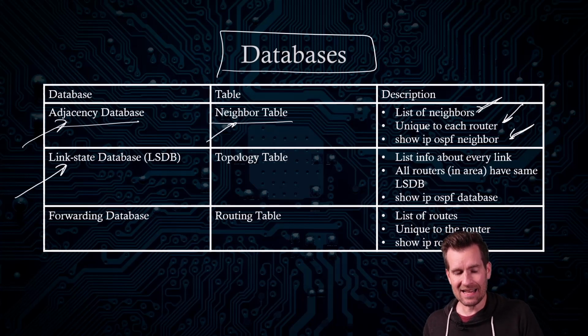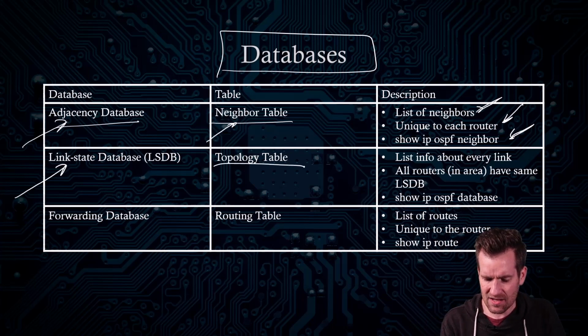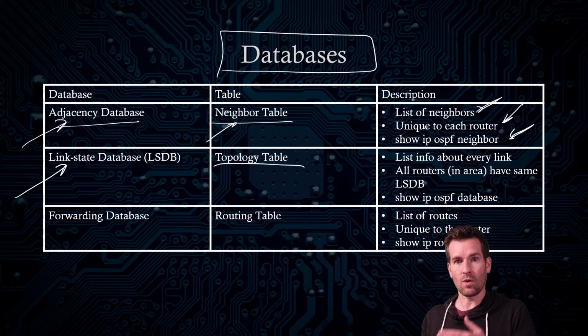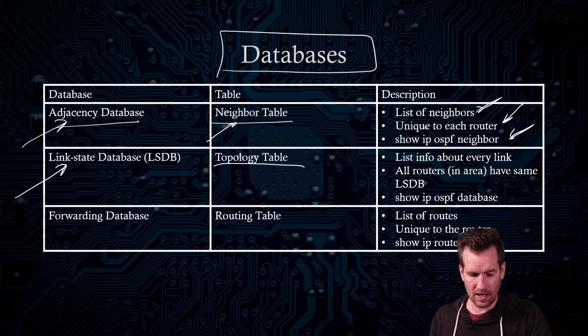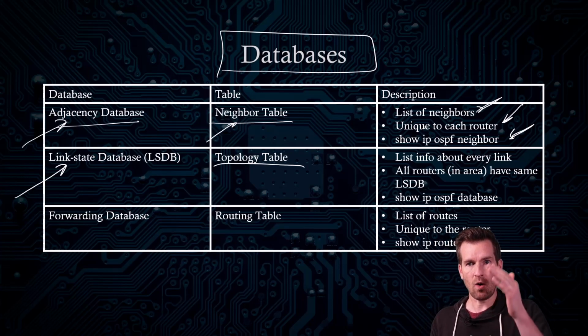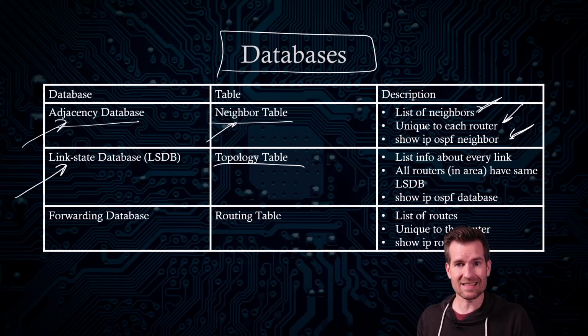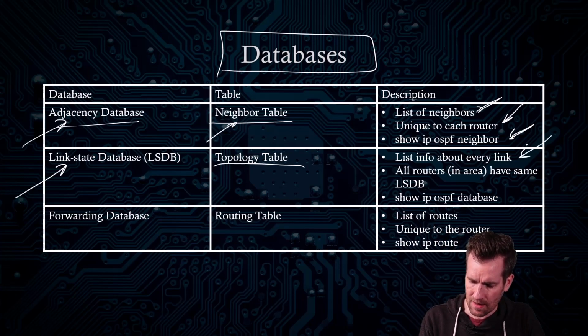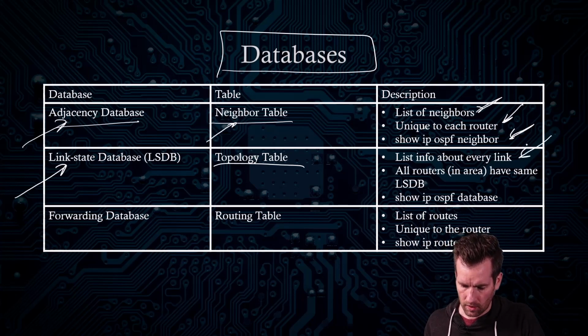Another database on OSPF routers is the link state database. The link state database essentially contains all the information needed to create the topology. The table involved in the link state database is the topology table. It holds all of the links and the details about those links, so it's information about each of the links on the network.